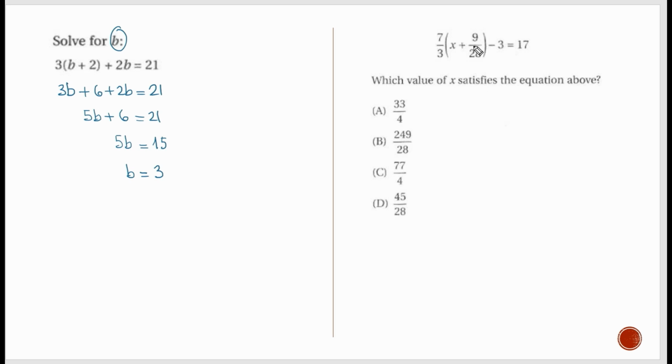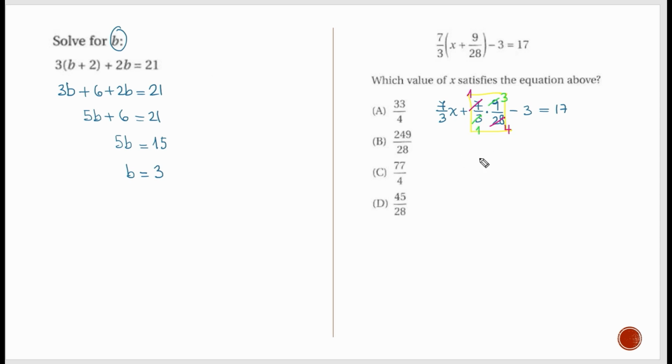In the next example, again we will start by simplifying the left side of the equation. So we have 7/3 of x plus 7/3 times 9 over 28 minus 3 gives 17. The next step is to simplify the multiplication here. So for example, this is divisible by 7 and this is divisible by 7 as well. Then this guy is divisible by 3 and this guy is divisible by 3.